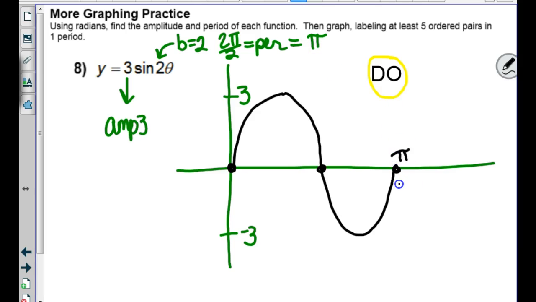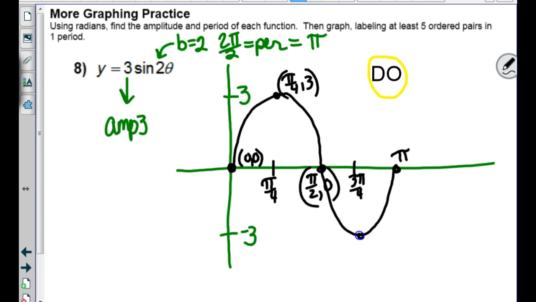Okay, now we got to divide that by 4 to find quarter points. So we have a pi over 4. That's going to be the maximum. Add another pi over 4 to pi over 4, and you get what? Add another pi over 4. All right, so the ordered pairs real fast. Anybody got them? 0, 0. Pi over 4, 3. Pi over 2, 0. I'm just going to write that one there.